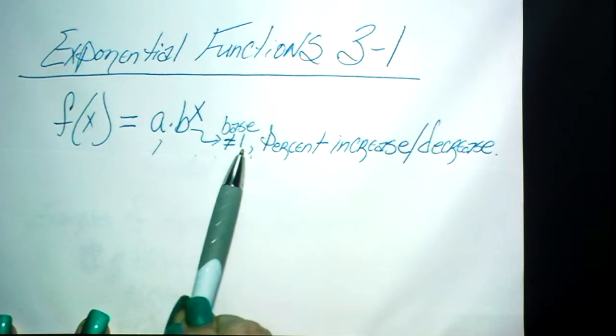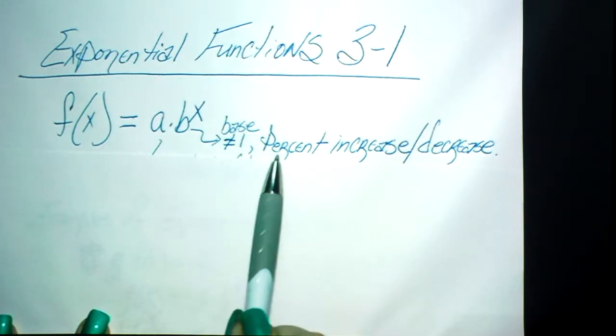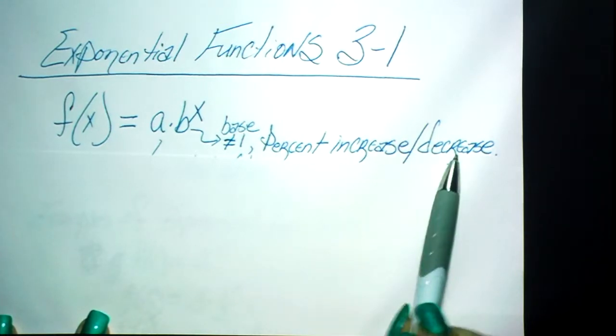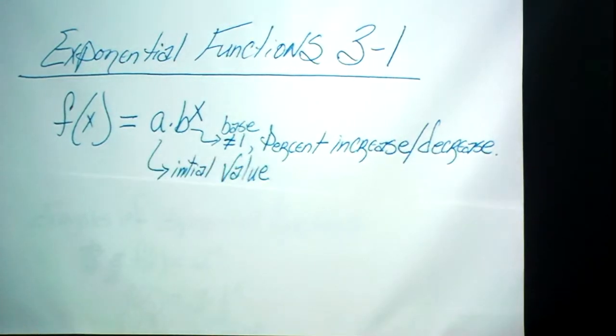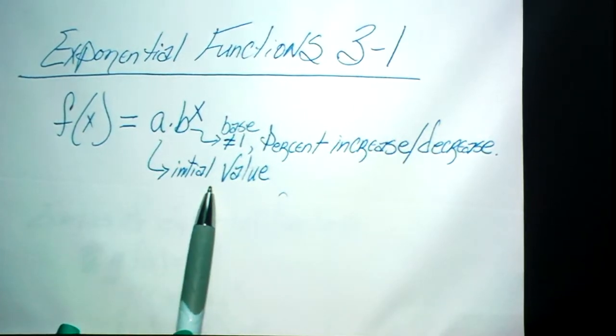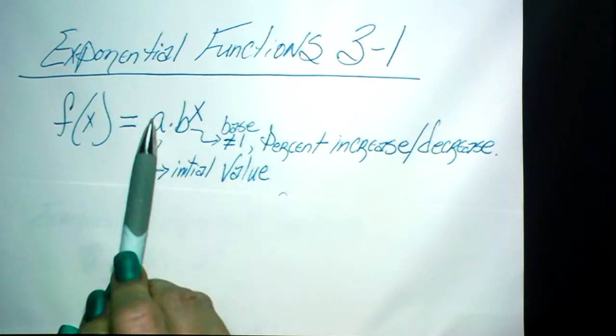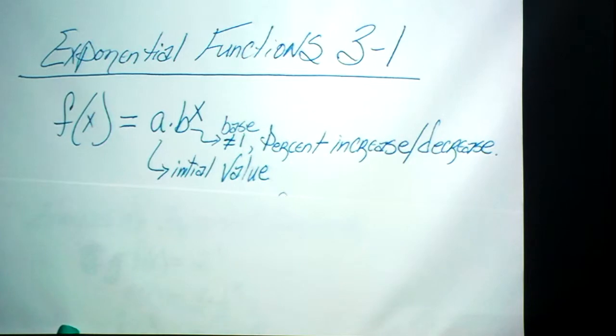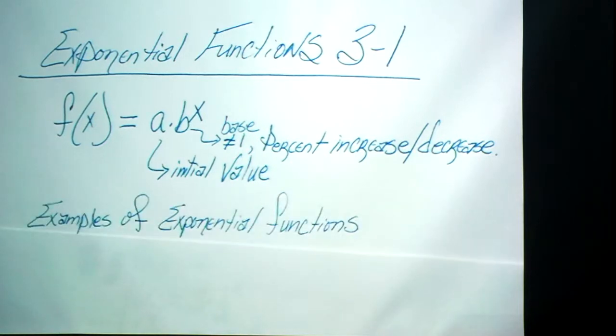It is not equal to 1. And it's a percent increase or decrease. A is our initial value. So when we get to population problems, and they give us an initial population, that's what we'll plug in for our a. Some examples of exponential functions.